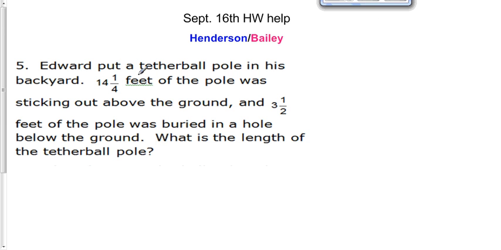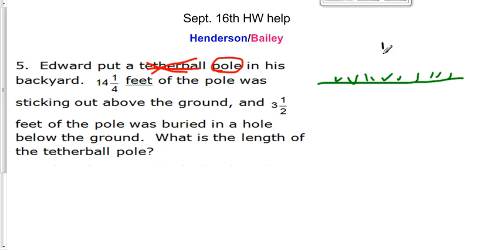Do not get stressed out about what the word tetherball means. If you don't know what tetherball is, don't worry about it, because basically the story is about this pole in the ground. So if we have our ground here, think about this as a story. We have our little grass, and in this ground, we have this pole sticking up through the ground. So the story's about this pole.